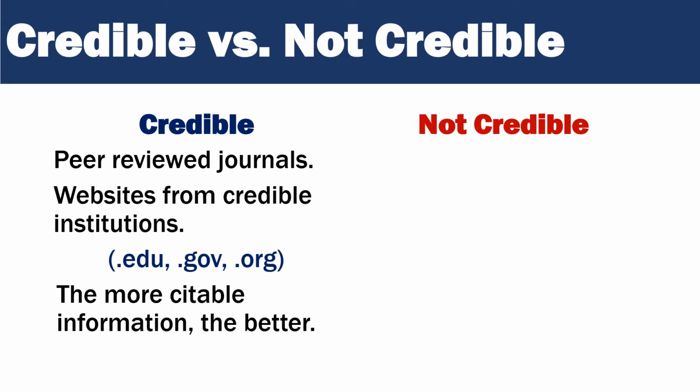Some examples of not credible sources are blogs. Blogs can be written by anybody and are not peer-reviewed in any way. It is okay to use blogs in some circumstances, but you must recognize a source for what it is.